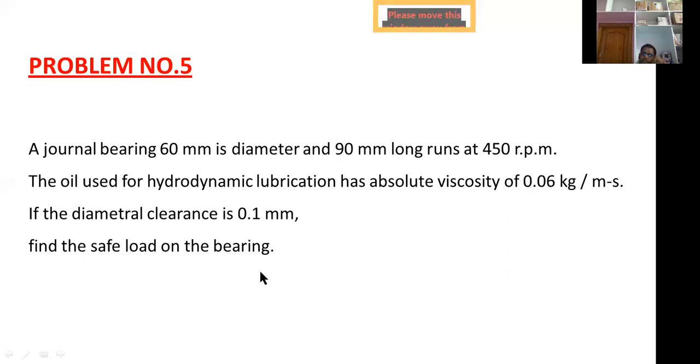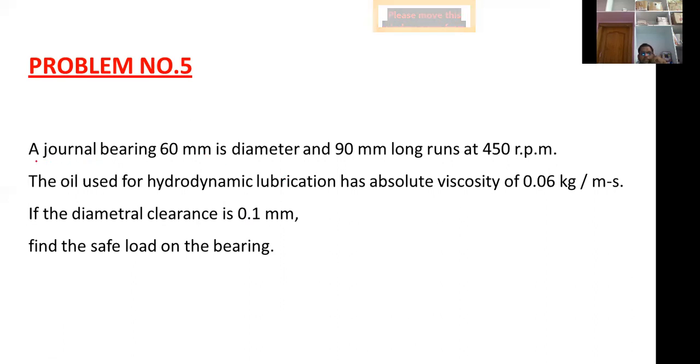This problem is very different from the previous problems. For finding out the safe load, we have to use the formula for the Sommerfeld number. Now I am going to explain this problem.